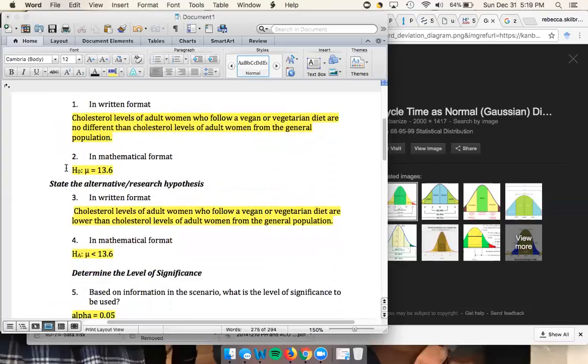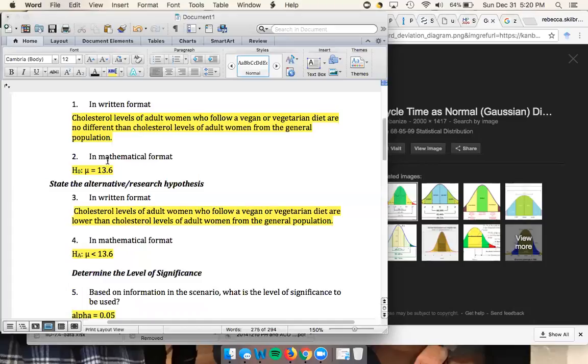For the first part, you're going to want to describe your population, and you're going to want to discuss whether or not the variables involved affect each other. For example, in this scenario, I'll be working with someone who's vegan or vegetarian and cholesterol levels. And then our population is adult women for this example. So we're going to determine for our null whether or not cholesterol levels of adult women who follow a vegan or vegetarian diet are no different than cholesterol levels of adult women from the general population.